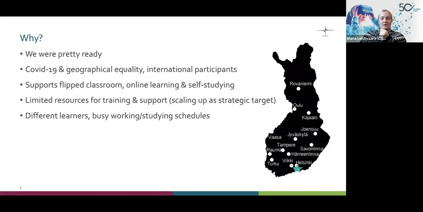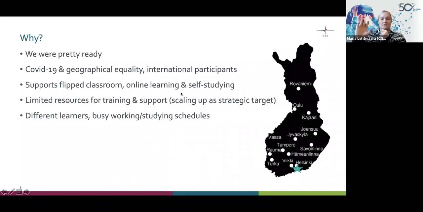I think Eija covered this in the welcome speech already. So why did we do this? Well, we were already pretty close. COVID-19 happened. You can see the map of Finland here, and since we are in Helsinki and all the other universities are far away, we really needed this sort of geographical equality and to support also the international participants.